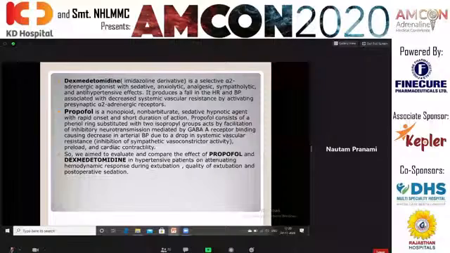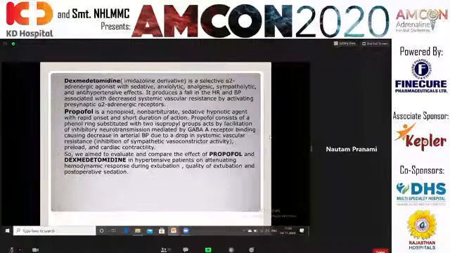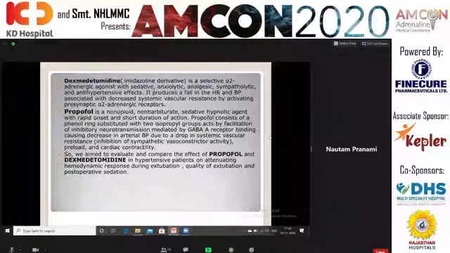Dexmedetomidine is an alpha-2 agonist, which is sedative, anxiolytic, analgesic, and sympatholytic without respiratory depression. It lowers the heart rate and blood pressure, associated with a decrease in SVR, by activating presynaptic alpha-2 adrenergic receptors.